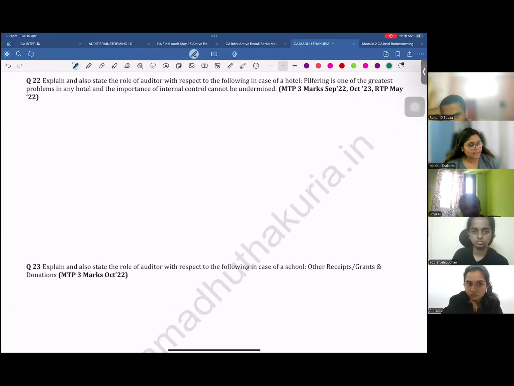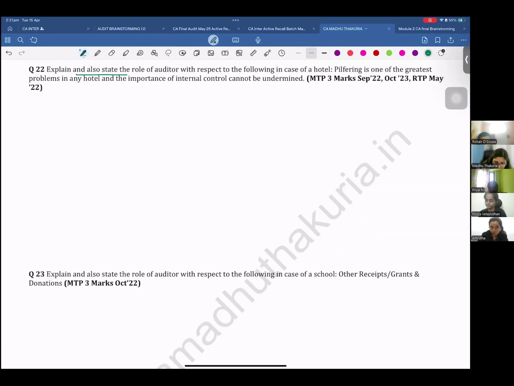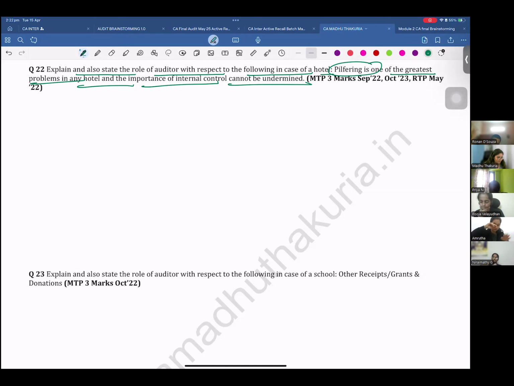Okay, come to this question, guys. Explain and also state the role of auditor with respect to the following in case of hotel. Pilfering is one of the greatest problems in any hotel, and importance of internal controls cannot be undermined. You cannot undermine the importance of internal control on this, because pilfering is actually a problem in hotels. Audit of hotels.